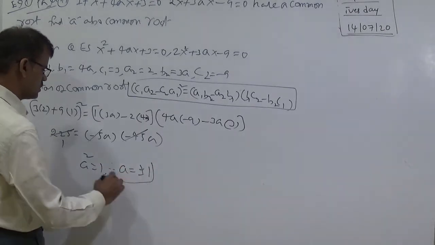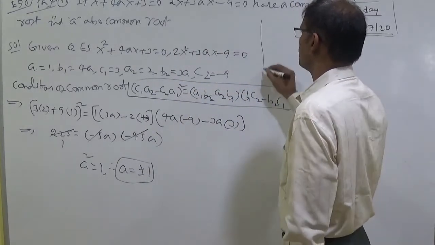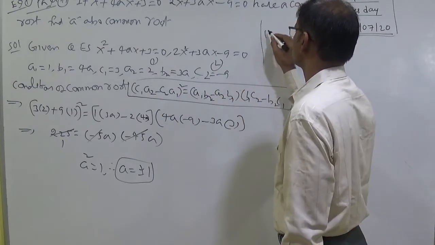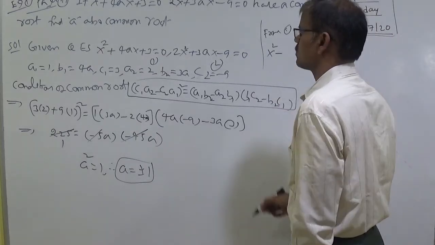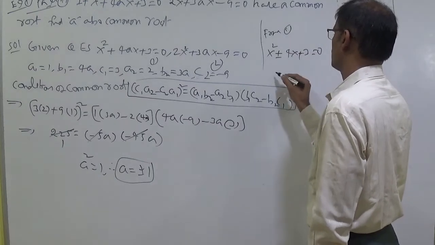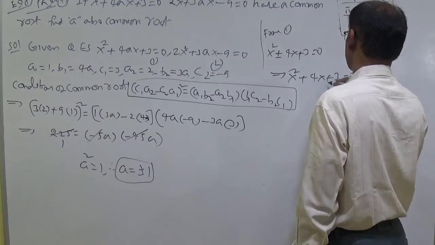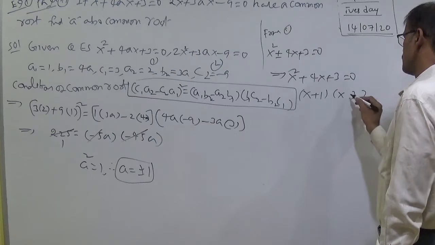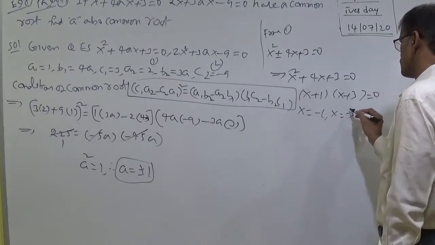You can understand here a is equal to plus or minus 1. He is asking for the common root also. Now we got a as plus or minus 1. Let the given equations be 1 and 2. From 1, x square plus or minus 4x plus 3 is equal to 0. Taking x square plus 4x plus 3 equal to 0, we can write (x plus 1) into (x plus 3) is equal to 0, x is equal to minus 1, comma, x is equal to minus 3.